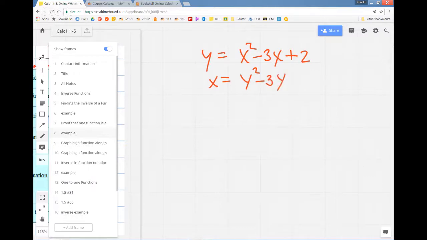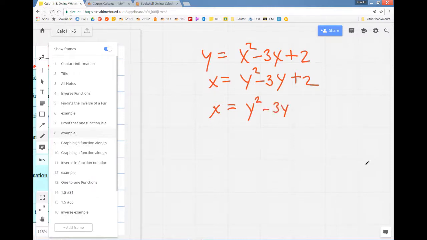In place of x, you put a y, and in place of all the y, you have to replace an x. Now, how are we going to solve this for y? We could use the quadratic formula, or we could use a technique called completing the square.